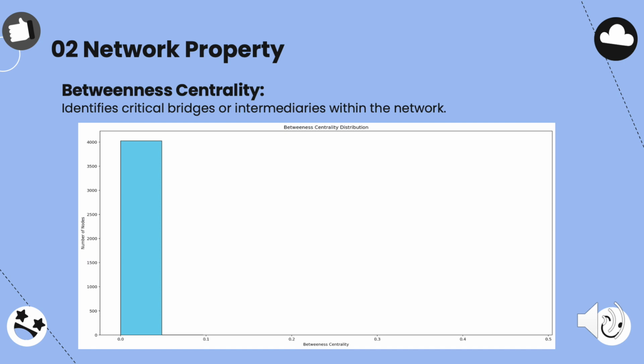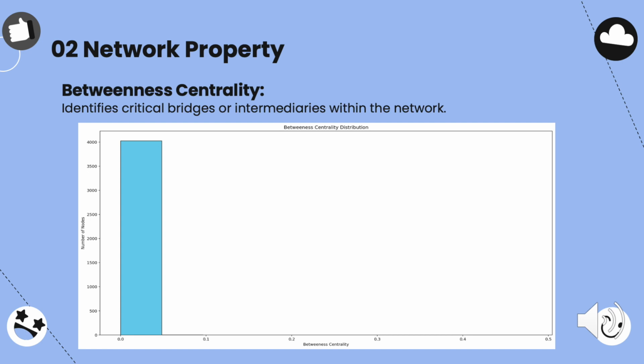For the betweenness centrality, the histogram indicates the distribution of betweenness centrality values across nodes in the network, which is heavily skewed towards the lower end, indicating a network where many nodes are peripheral and a few nodes are highly central. Given the skew, there are likely only a small number of nodes with high betweenness centrality. These nodes could play a crucial role in facilitating the flow of information or resources across the network, as they lie on many of the shortest paths between other nodes.